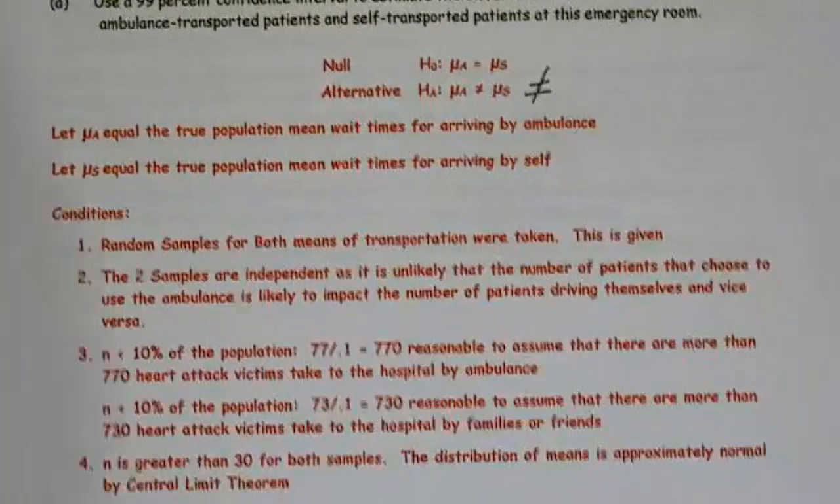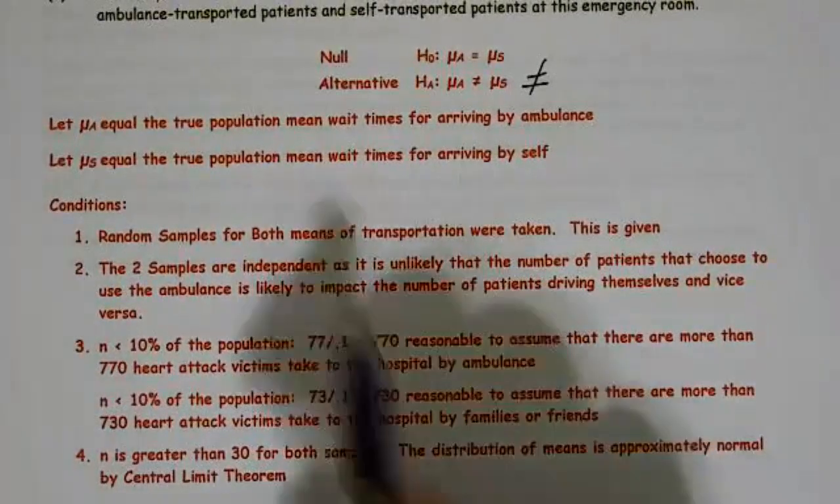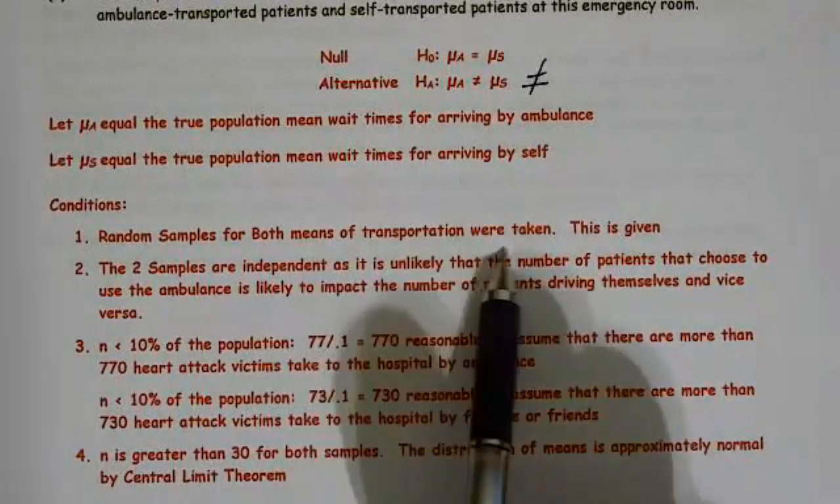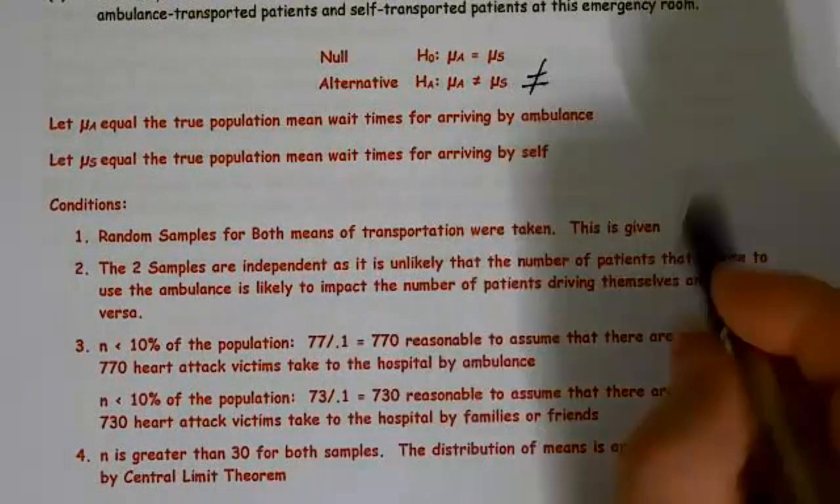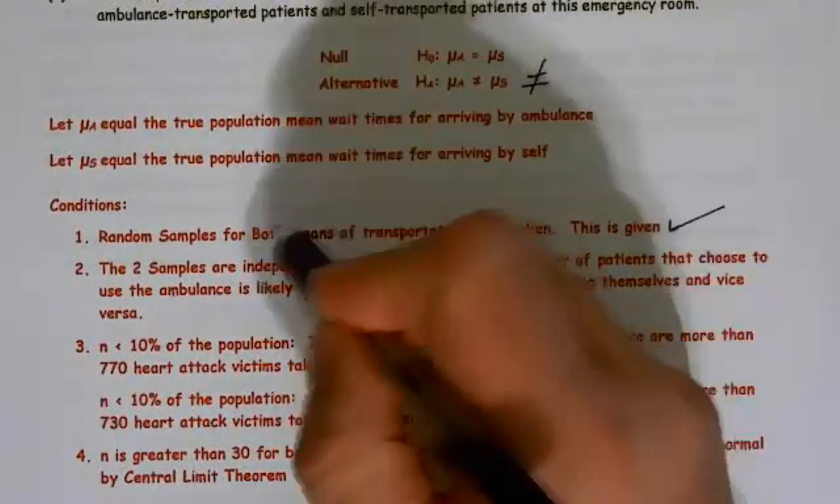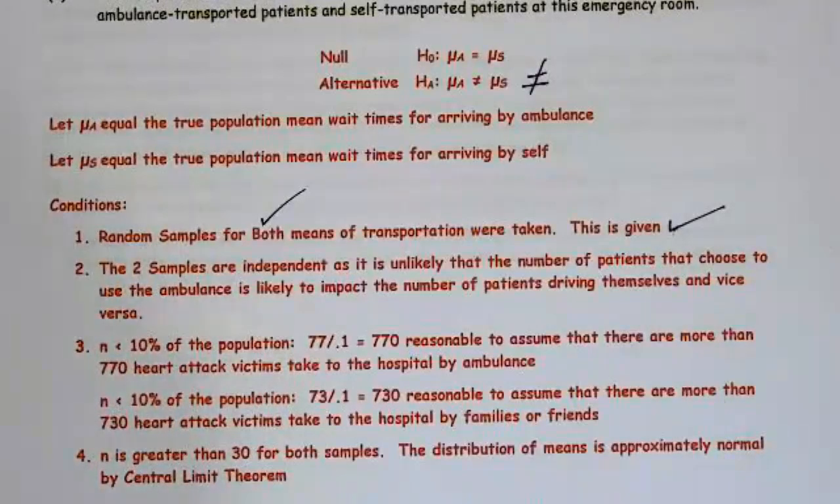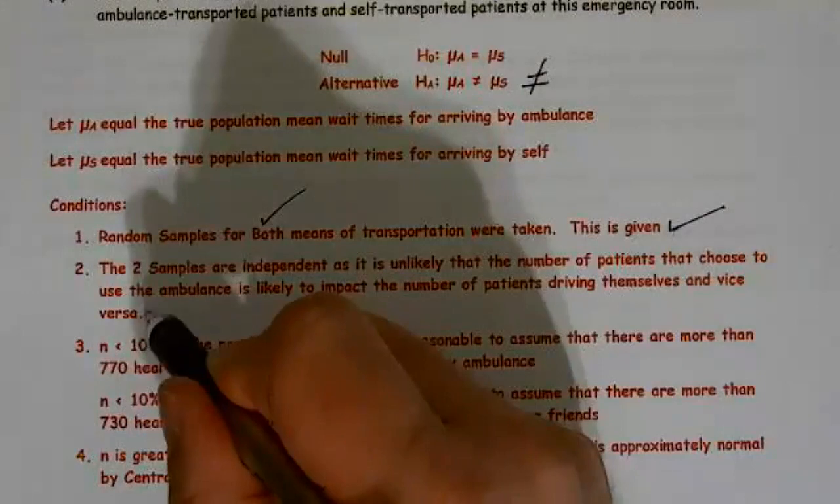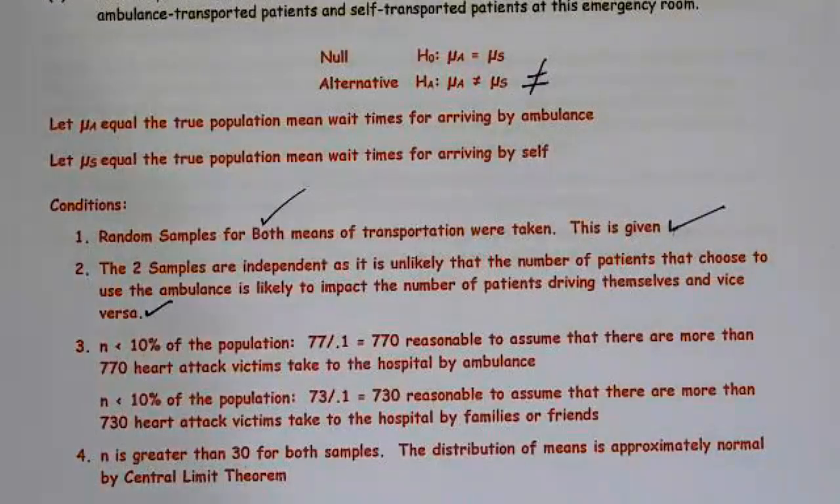So random sample for both means of transportation were taken. This is given. And the key word there is both. The two samples are independent. It's unlikely that the number of patients that choose to use the ambulance is likely to impact the number arriving themselves and vice versa. So we have independence.